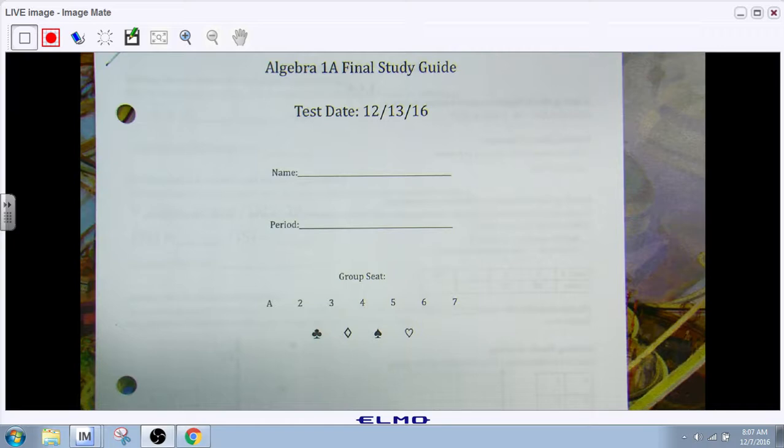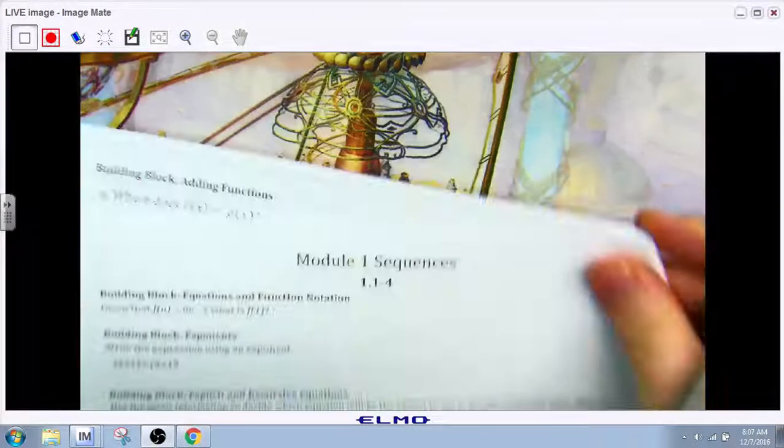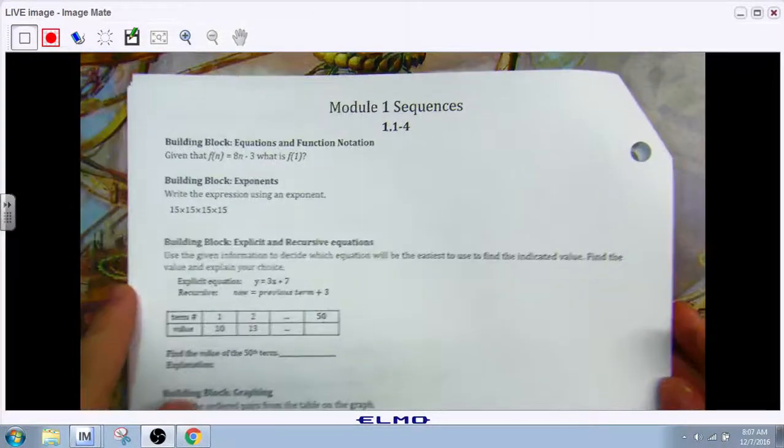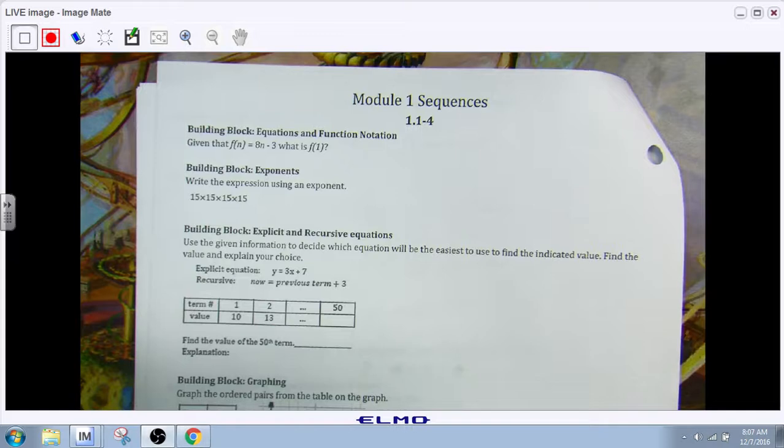This is going to be a bit of a long one. I may have to pause it. We'll see what happens. But let's get going. We go back in the Wayback Machine to Module 1, Sequences. I'm going to go through each of these building blocks one by one and show you how I would recommend solving these problems. The way you do it may change, but as long as they're getting solved, that's what's important.